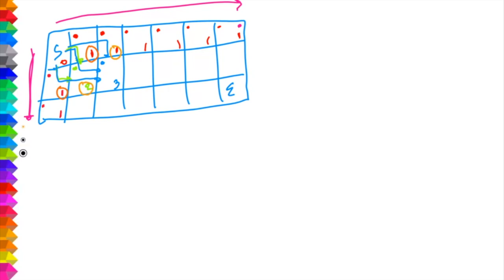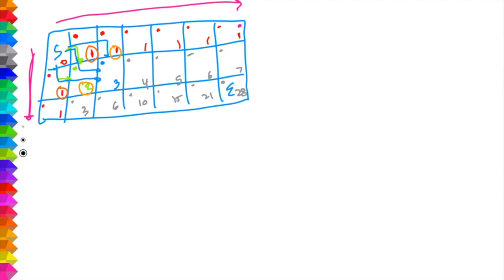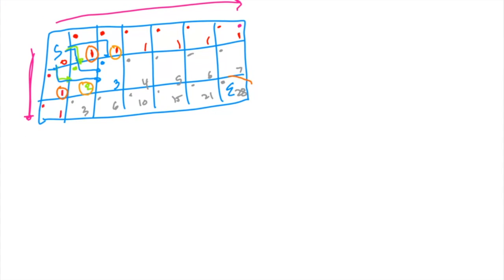So what we notice is that if we fill out the table using this, for example, the next square here will be 1 plus 3, which is 4. And once we get to this last square, you notice that the answer is 28, which means that there are 28 ways to get to the square E, which is our answer.